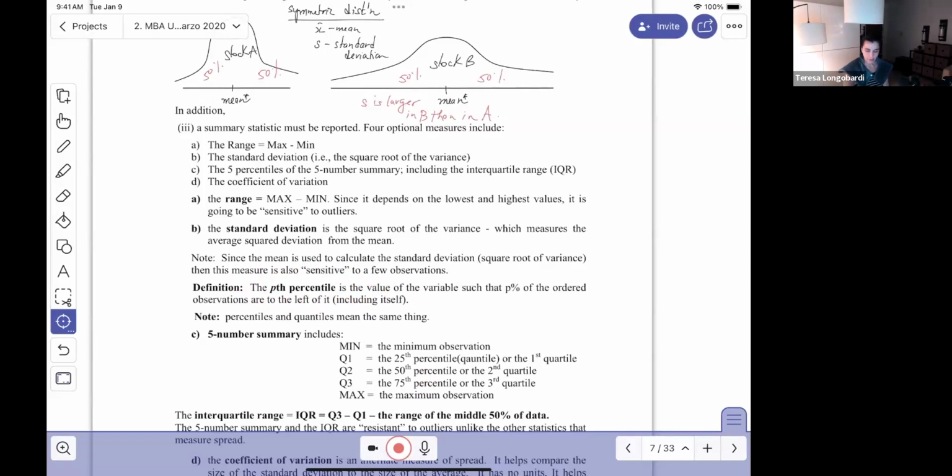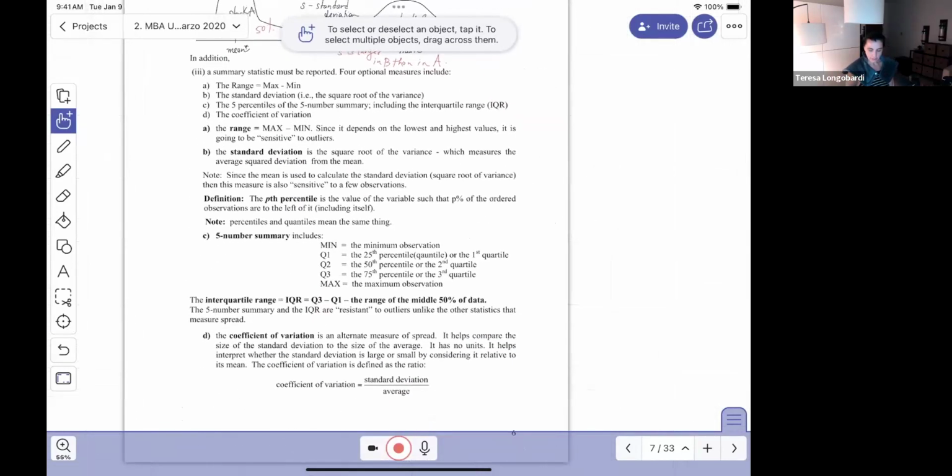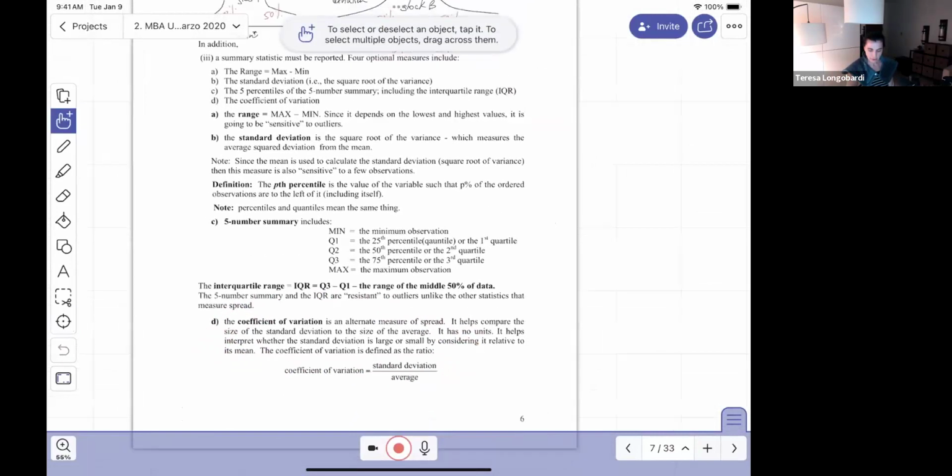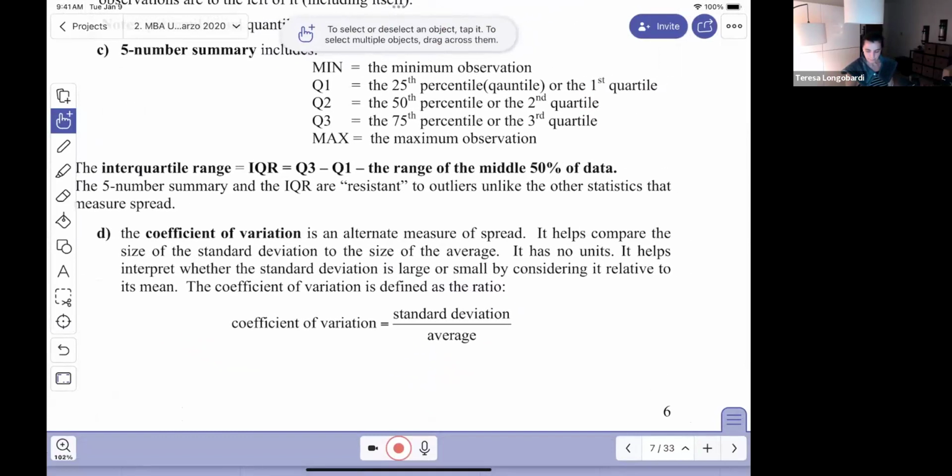So for the spread, I introduced the idea of the range, the standard deviation we're going to talk about now, and the 5-number summary. There's another measure for spread, and that's known as the coefficient of variation. I'm not going to use that much in this course, but a good way to explain this is to look at the finance graphs again, the charts or the distributions.